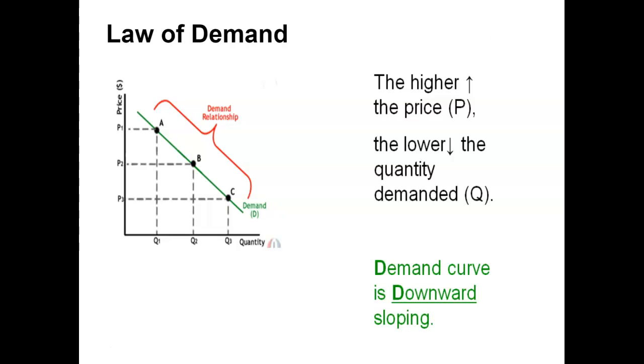You can look at this with anything. Let's say movie tickets. If movie tickets were $5, the quantity demanded right here would be pretty high. But let's say a movie ticket jumps up to $25, then our quantity demanded over here is going to be much lower. So keep in mind that the demand curve is downward sloping to the right.